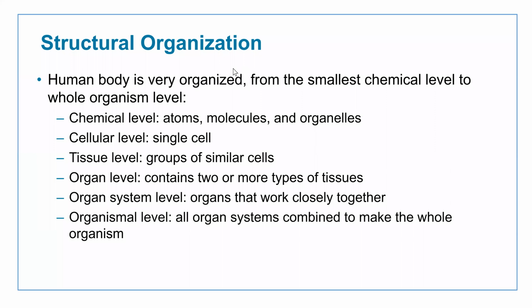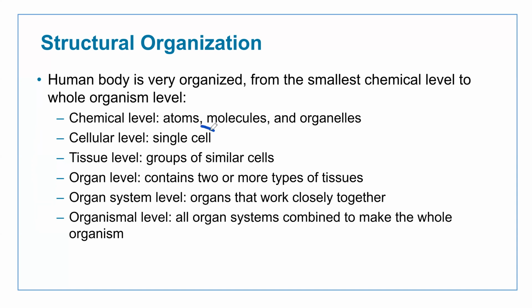Right. So let's move to the structural organization of the human body. The human body is very organized from the smallest chemical level to the whole organism level. If we start from smallest to largest, we begin with the chemical level that includes atoms, molecules, and organelles. Then the cellular level is a single cell. Tissue level, groups of similar cells. Organ level contains 2 or more types of tissue. Organ system level, organs that work closely together. And organismal level, all organ systems that combine to make the whole organism.